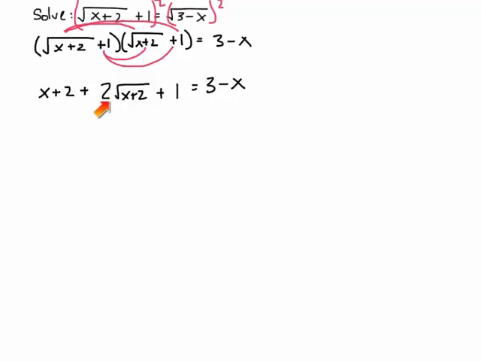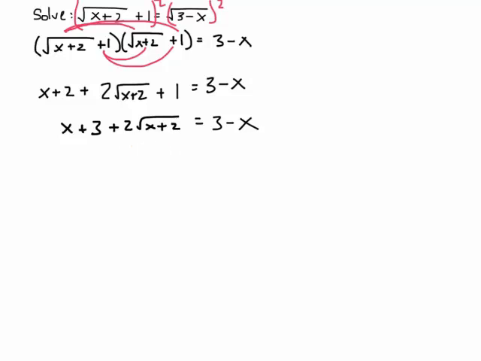Alright, so again, this 2 square roots of x plus 2 came from the square root of x plus 2 times 1 plus 1 times the square root of x plus 2. So I have 2 of them. Let's clean up this left side. X plus 3 plus 2 square roots of x plus 2 equals 3 minus x. Okay, so now I need to isolate the root.